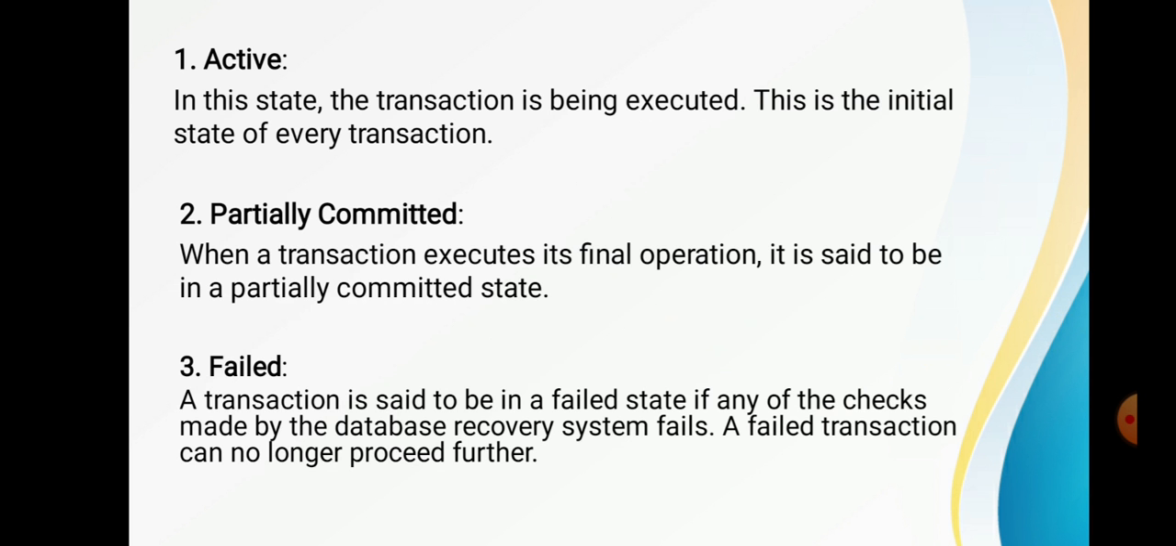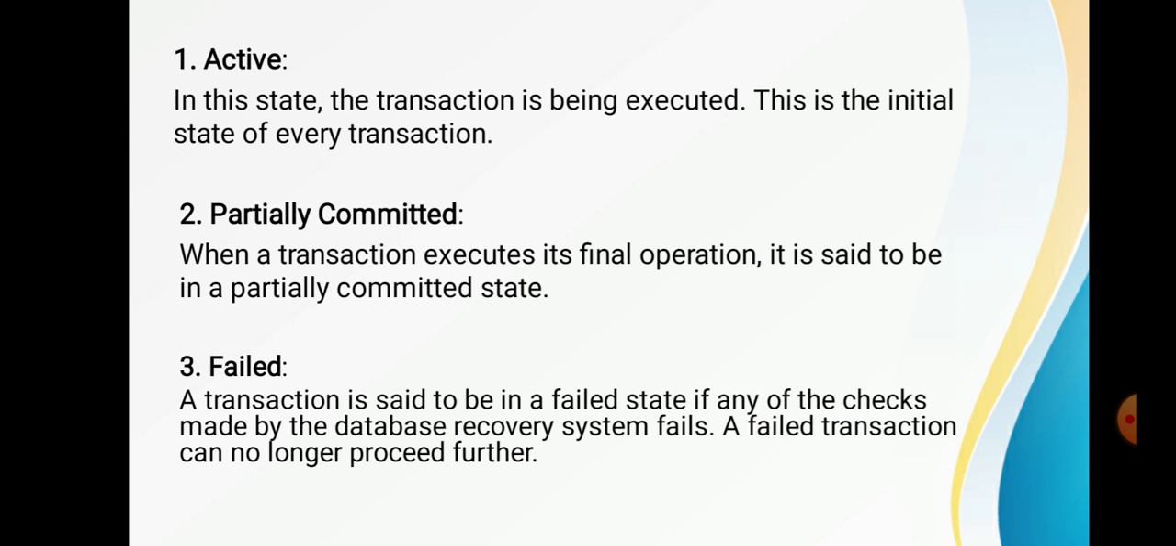In this state, the transaction is being executed. This is the initial state of every transaction, meaning the execution of every transaction. When it is executing, the transaction is in active state. The next state of a transaction is the partially committed state. When a transaction executes its final operation, that transaction enters the partially committed state.